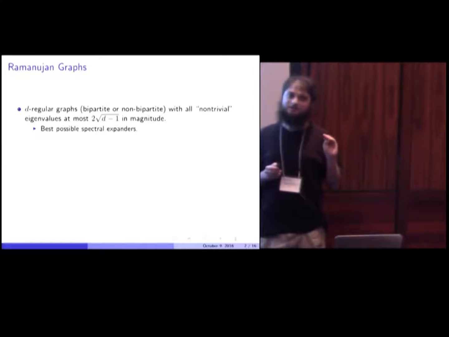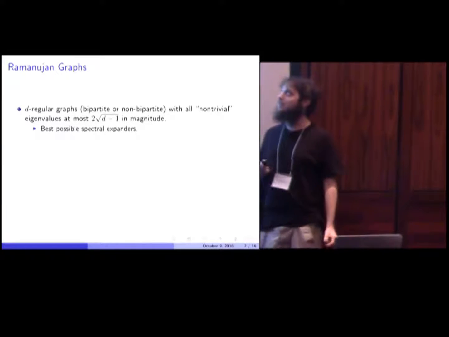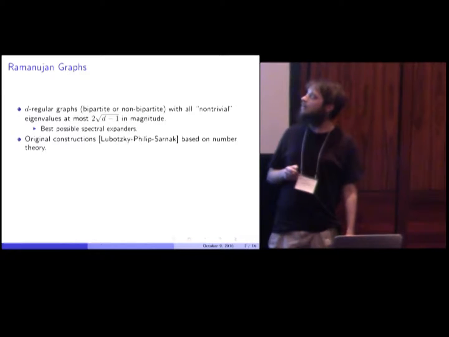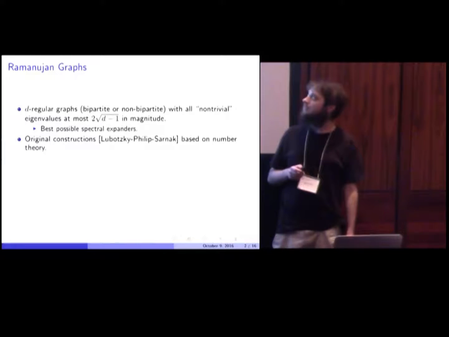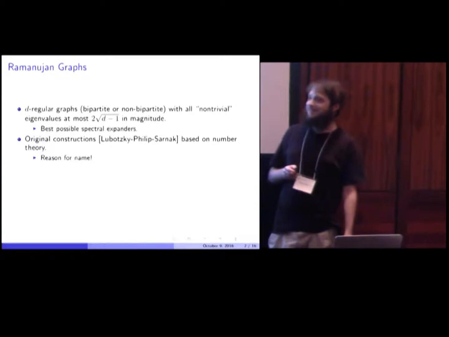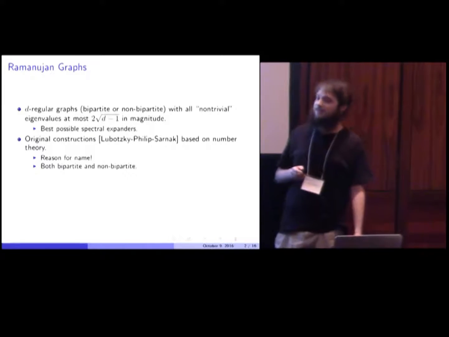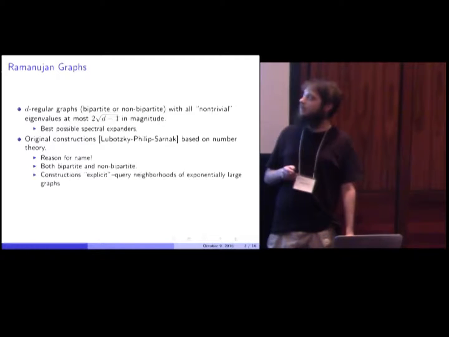This is the best possible constraint you can impose on the eigenvalues, at least asymptotically, the best possible constraint that doesn't depend on n. So these are in some sense the best possible spectral expanders. They were originally demonstrated to exist using some crazy number theory, and that's why they're called Ramanujan graphs. It comes from crazy stuff invented by Ramanujan. And they had both bipartite and non-bipartite versions pretty quickly.